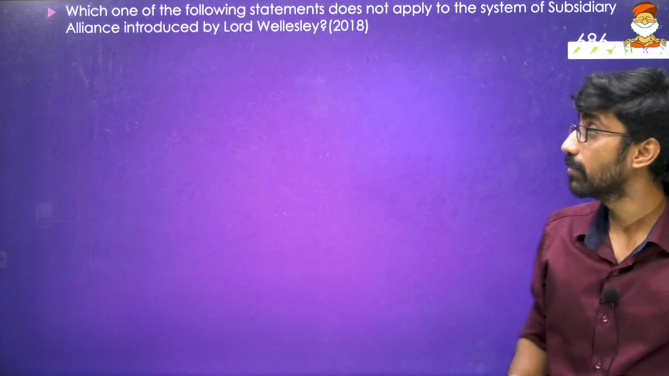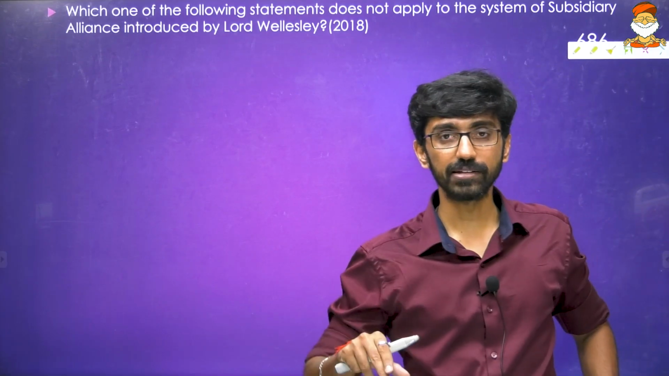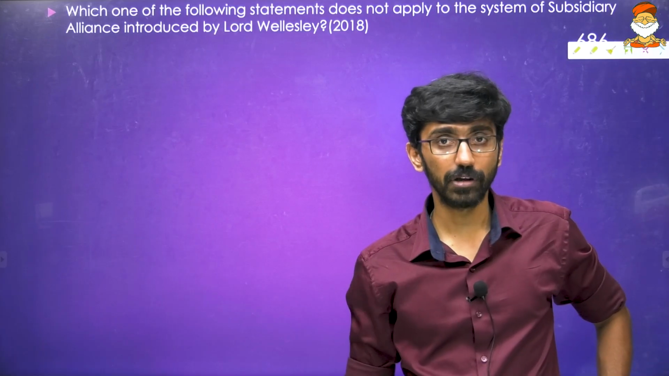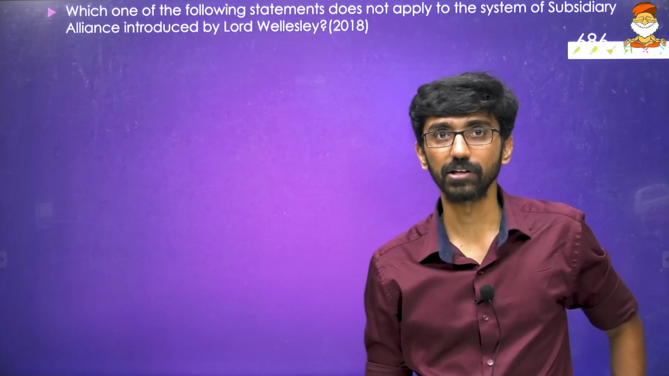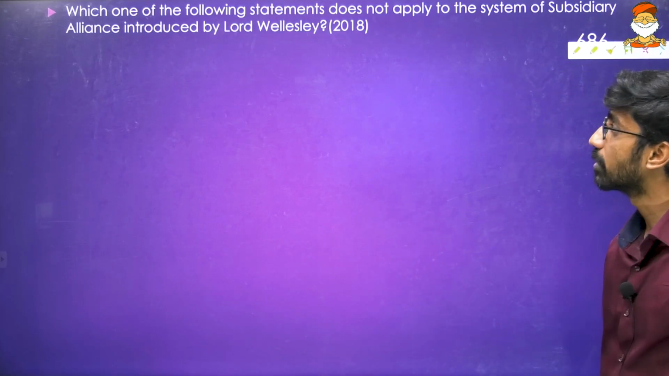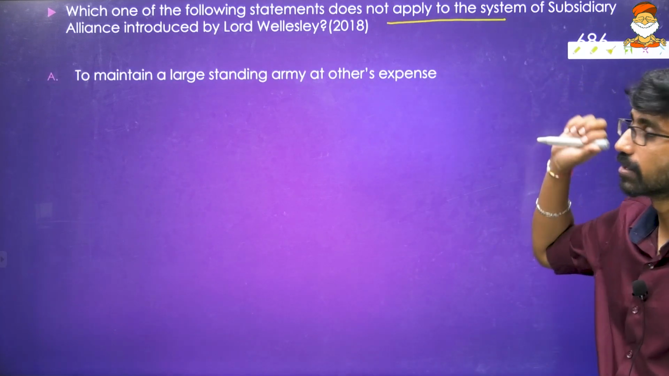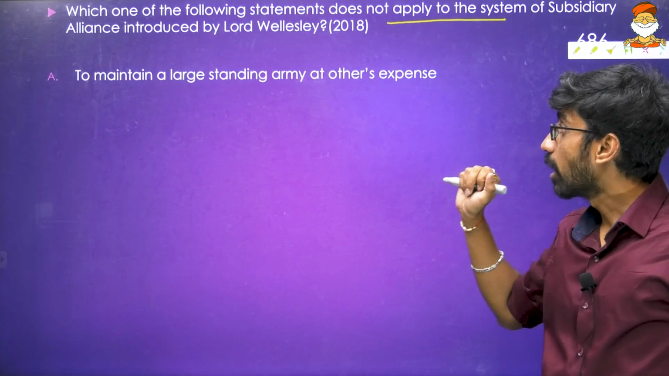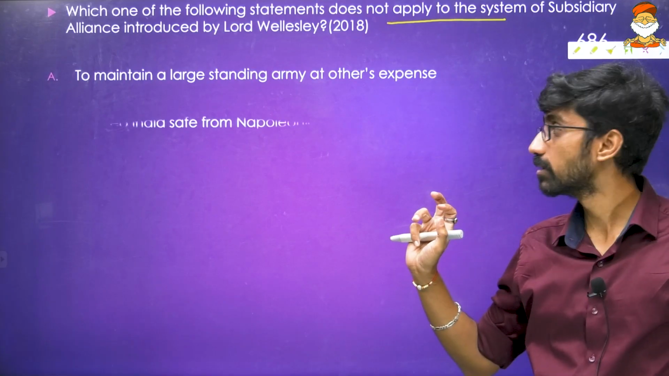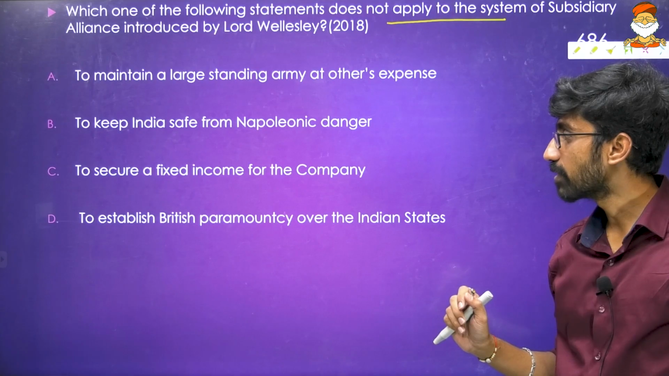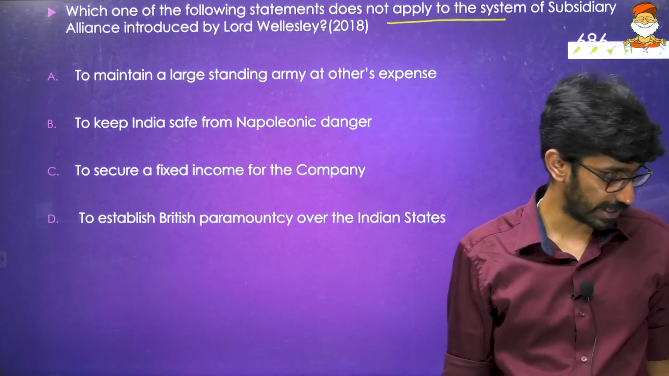Now we are coming into the British policies, particularly in India, especially the expansionist policies. That is the subsidiary alliance. That is one system they brought. So what does not apply to the subsidiary system? That is what they are asking. To maintain a large standing army at others' expense, to keep India safe from Napoleonic danger, to secure a fixed income for the company, to establish British paramountcy over Indian states.